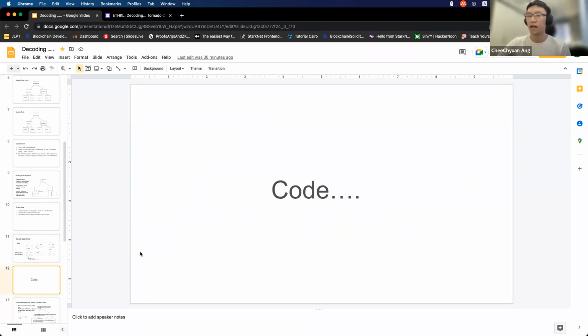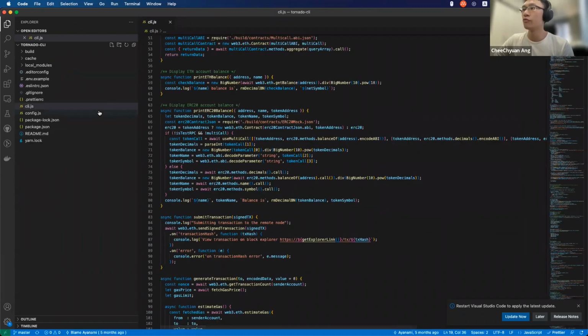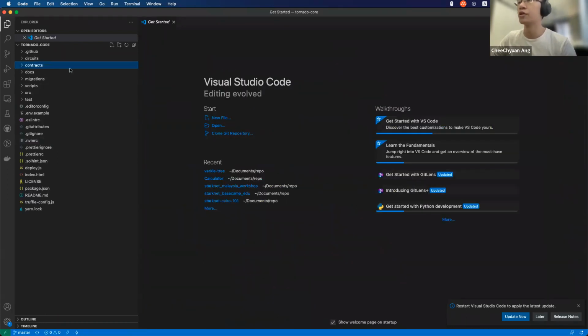Cool. So that's a very high level walkthrough of how Tornado Cash works. So let's look into the code. There are actually two parts of the code. One is the contract part, and another one is the CLI part. We'll go through both, but we won't go through everything in the CLI part because this is used to generate the proof and stuff. So we'll go through that later. But let's go through the contract part because why not?